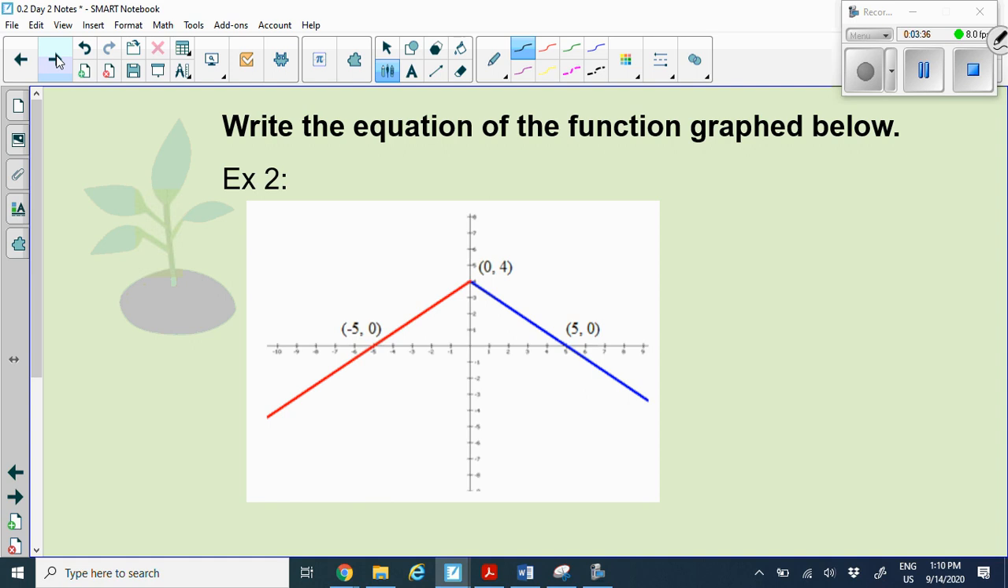So first, let's identify our vertex. That is going to be the 0, 4. So remember, that's going to be our h and k. And hopefully you guys can see that. That's a little bit sloppy, but that's okay. I think you guys can recognize that. There you go.